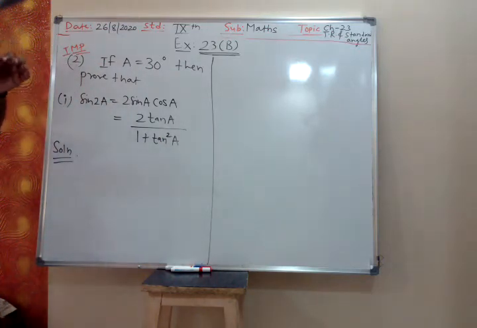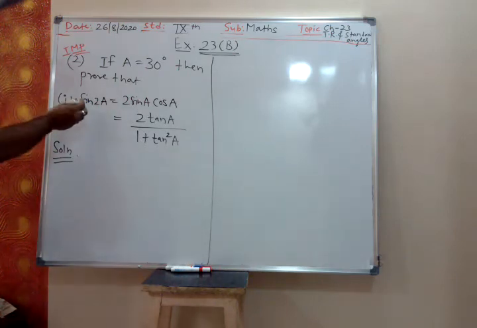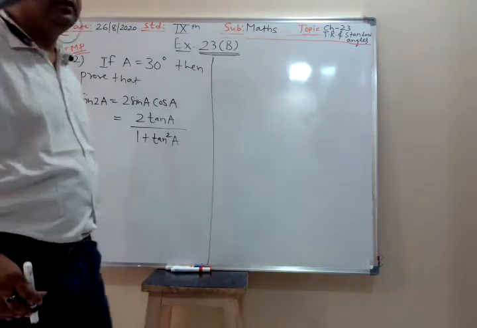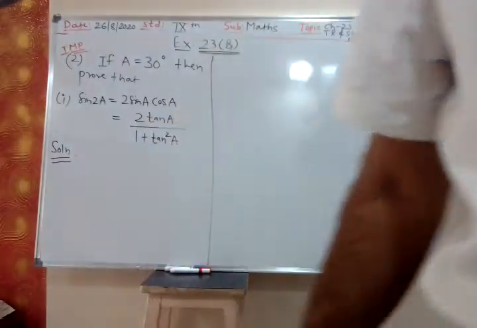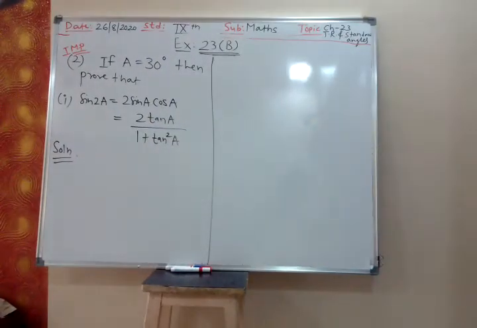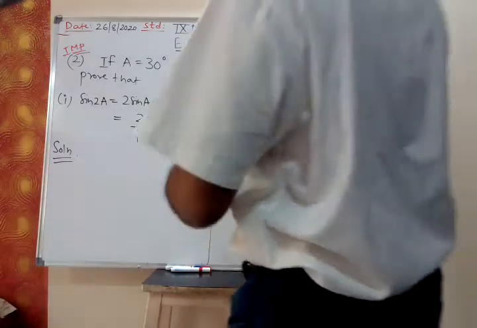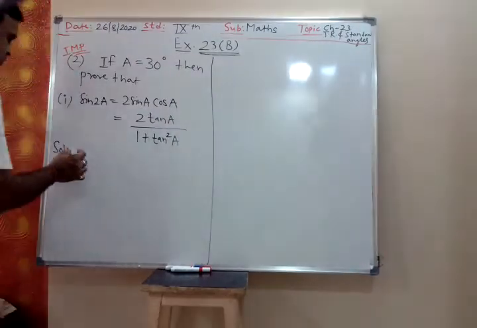So I will find the value of all the three terms. Wherever there are two terms, we consider left hand side and right hand side. But here we have three terms. So I will not consider left hand side and right hand side. I will consider all the three terms separately and find their value. So first it is sine 2A.